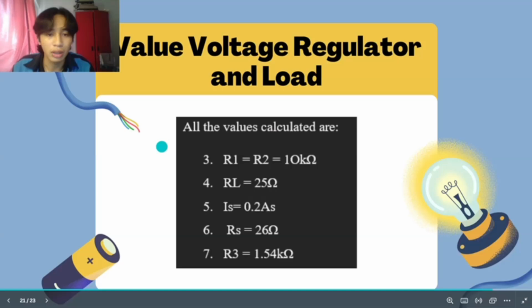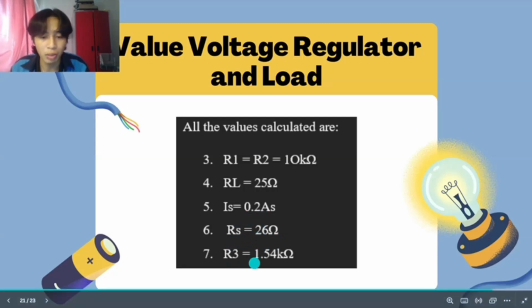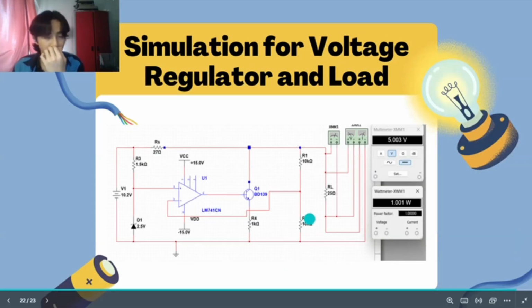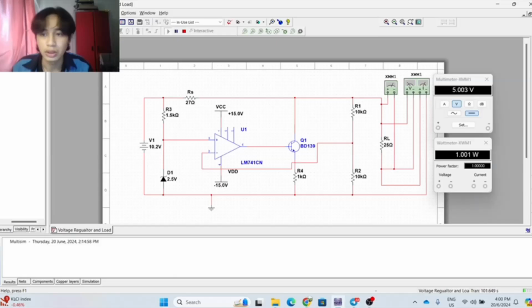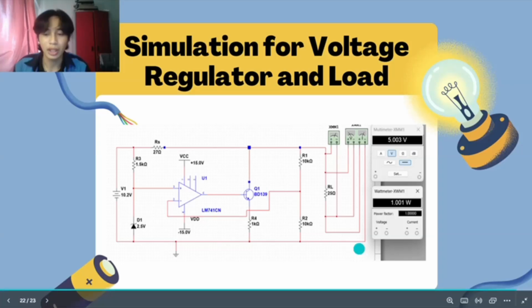So here are all the values that we calculated. R1 and R2 are equal to 10 kilo ohm, RL is 25 ohm, IS is 0.2 ampere, RS is 26 ohm, R3 is 1.5 kilo ohm. So here is the simulation for the voltage regulator and load for our circuit. Here are the values that we get for Vout and PO. So that's all from me.